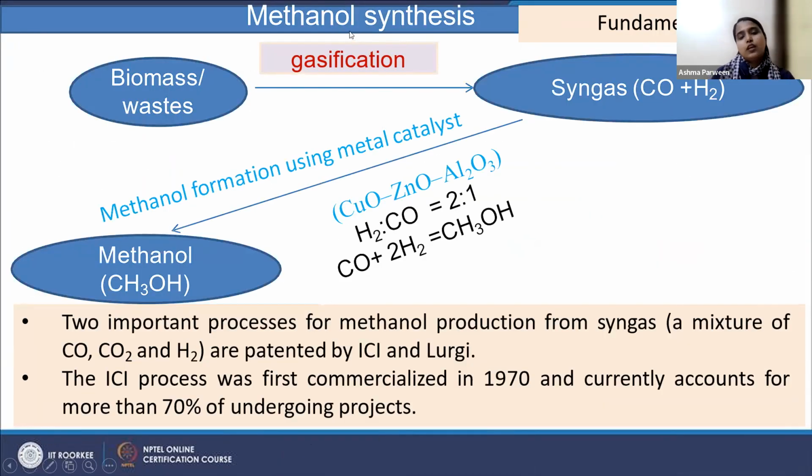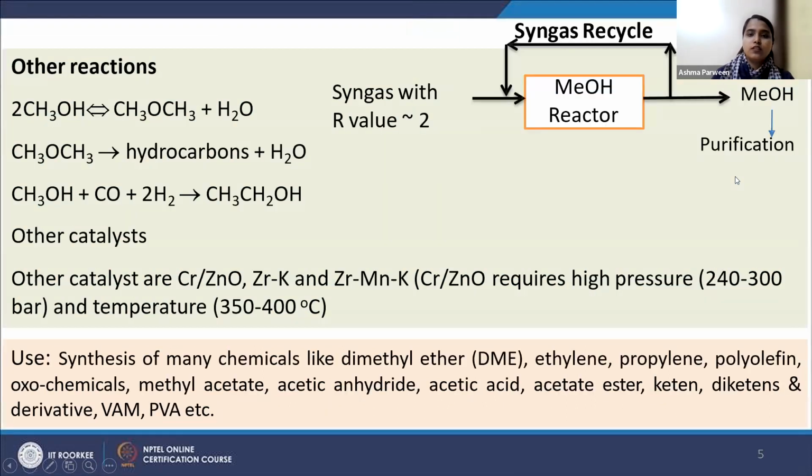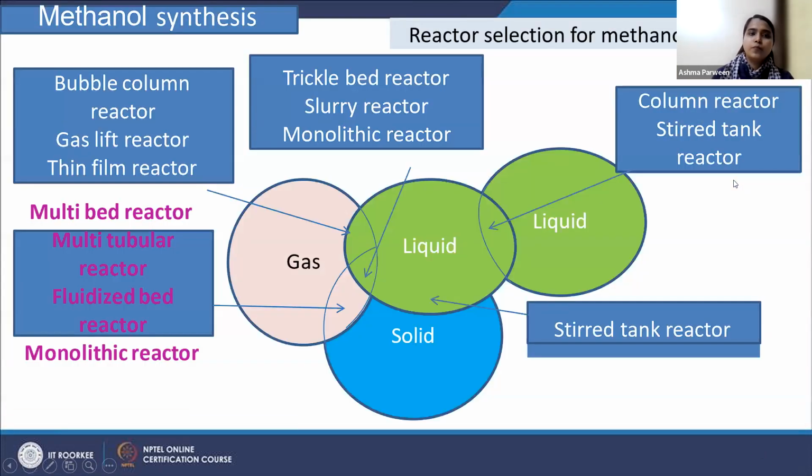Next, the first utilization is methanol synthesis. What happens is biomass is gasified, and we get syngas. Next, we can use it either to make electricity or to make methanol out of this syngas. We're here to make methanol. We need a catalyst, which is copper oxide, zinc oxide, aluminum oxide. There are two important processes for methanol production, and these two processes are patented by ICI and LURGI. So you can go and refer to these in the lecture, on how we make methanol.